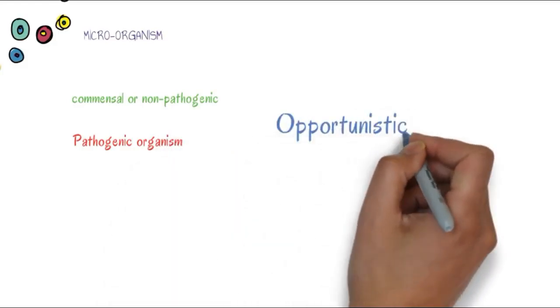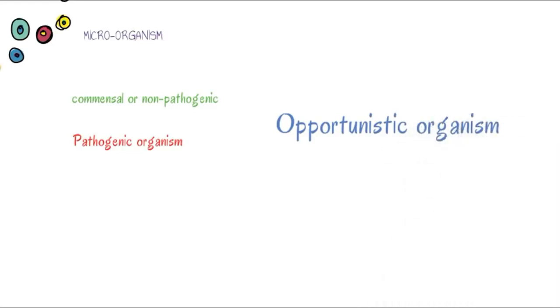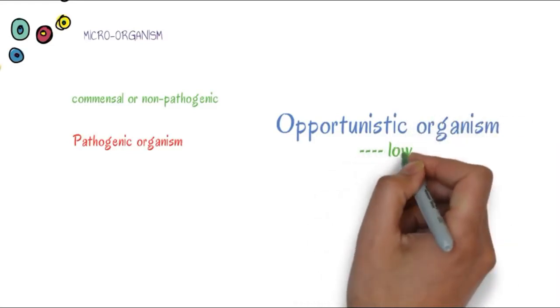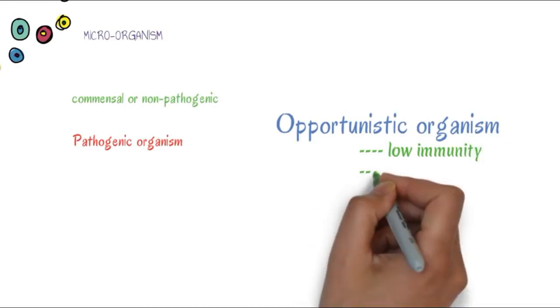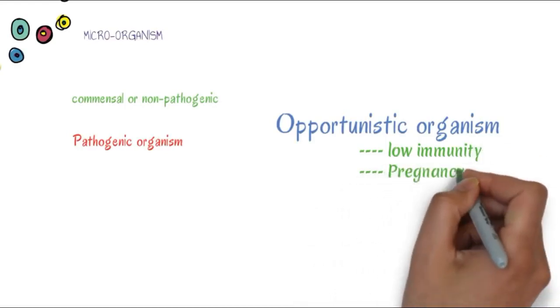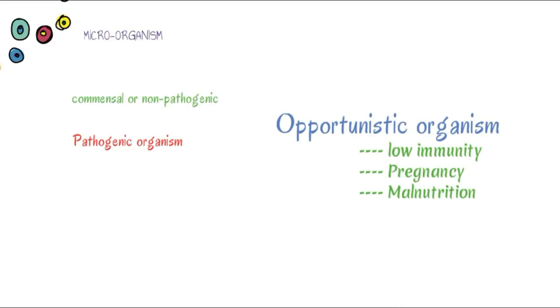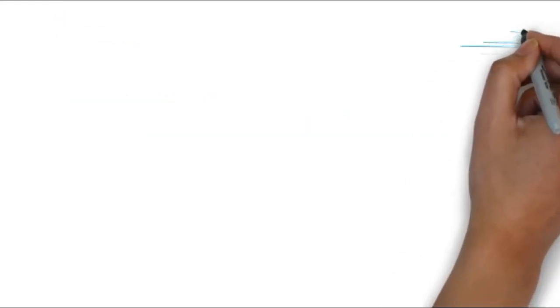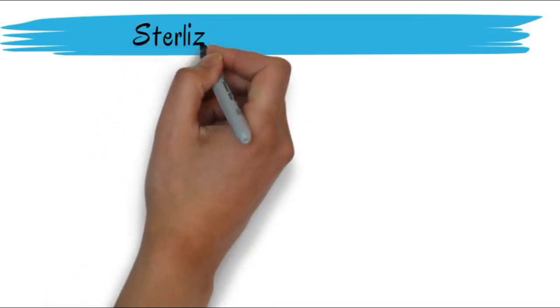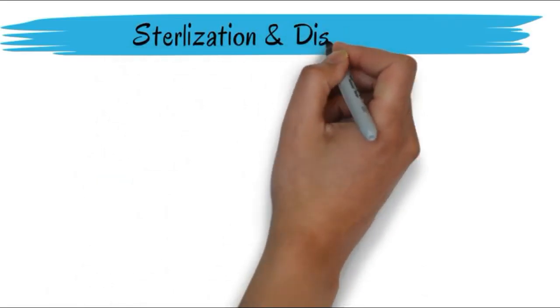Another is opportunistic organisms. They are those organisms which live as non-pathogenic but on certain occasions, such as low immunity, pregnancy and malnutrition, become pathogenic, and are called opportunistic organisms. Now we are going to our main and important topic, sterilization and disinfection.